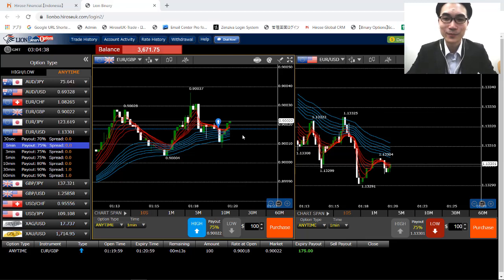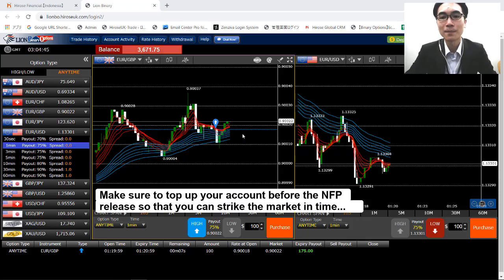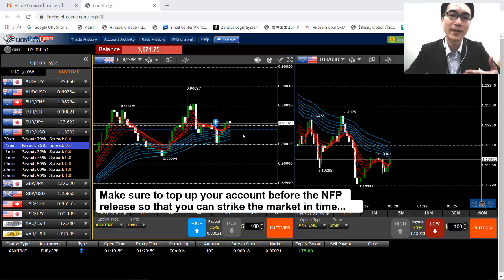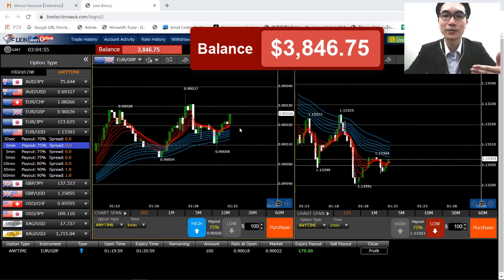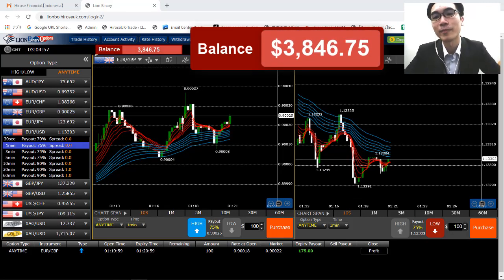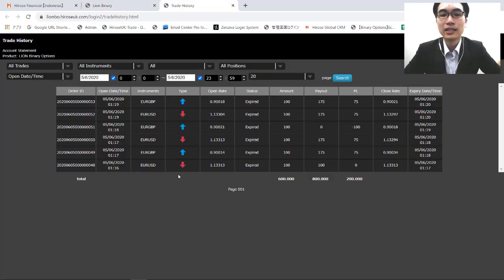Again, a recommendation for you if you want to trade the NFP today: I strongly recommend you make a deposit before the NFP so that you have enough balance in your account to support you to make trades after the NFP for profit taking.